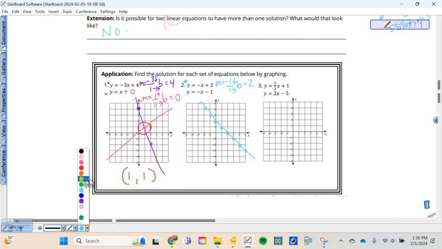What about my second line there? What's the y-intercept? -1. So that's right here. And what's the slope of that line? Down 1 over 1. Down 1 over 1. Where are these 2 lines going to intersect? Never. They're called parallel lines.